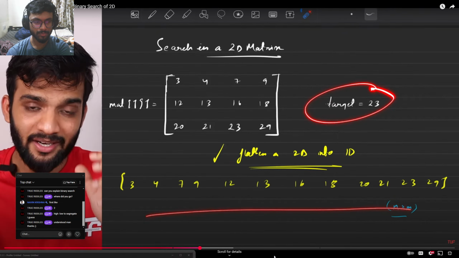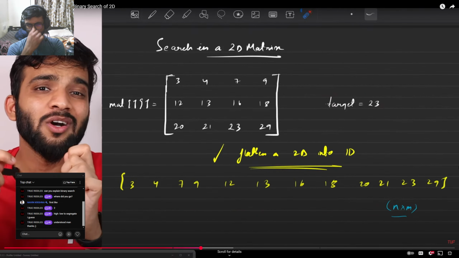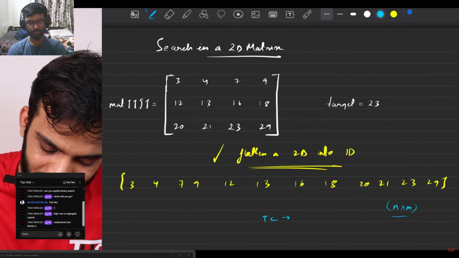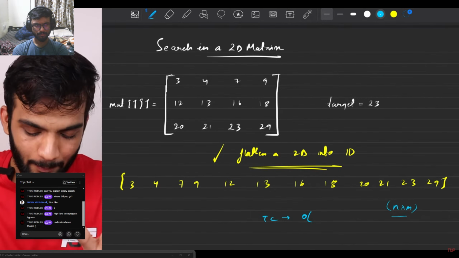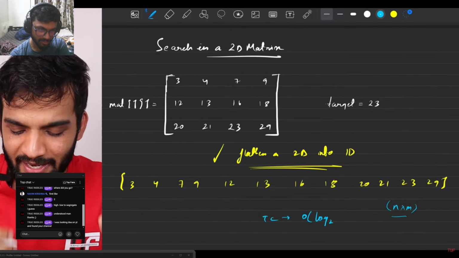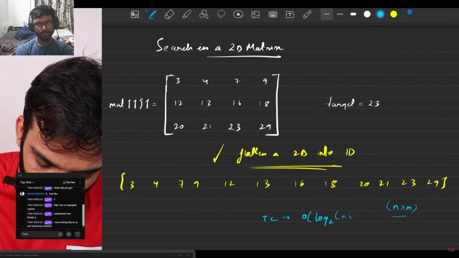So if I look for a target in a 1D sorted array, what is the time complexity? I just need to apply binary search, and the time complexity will be big O of log n, logarithmic of the size of the array, and the size of the array is n cross m.